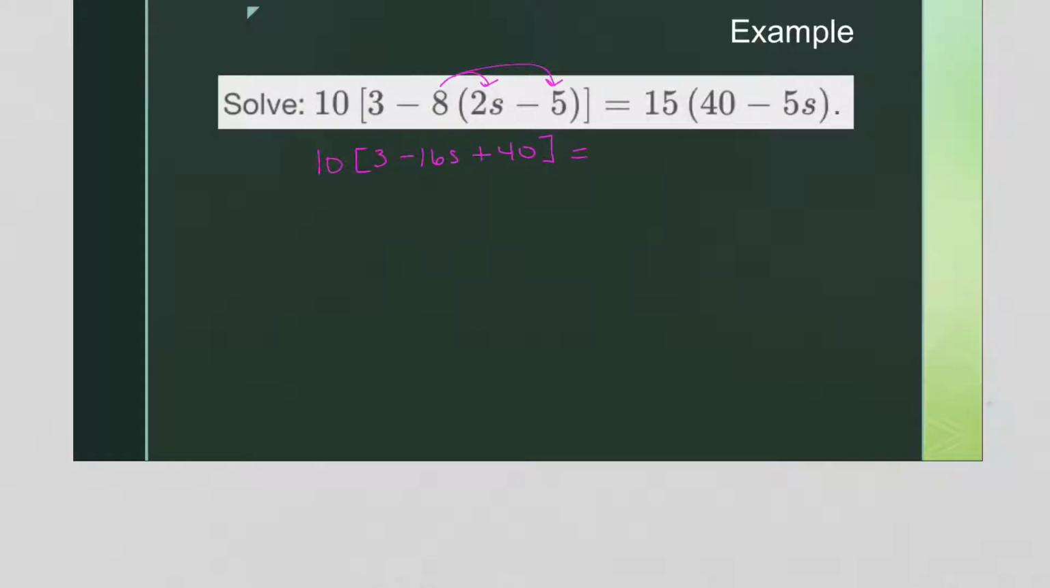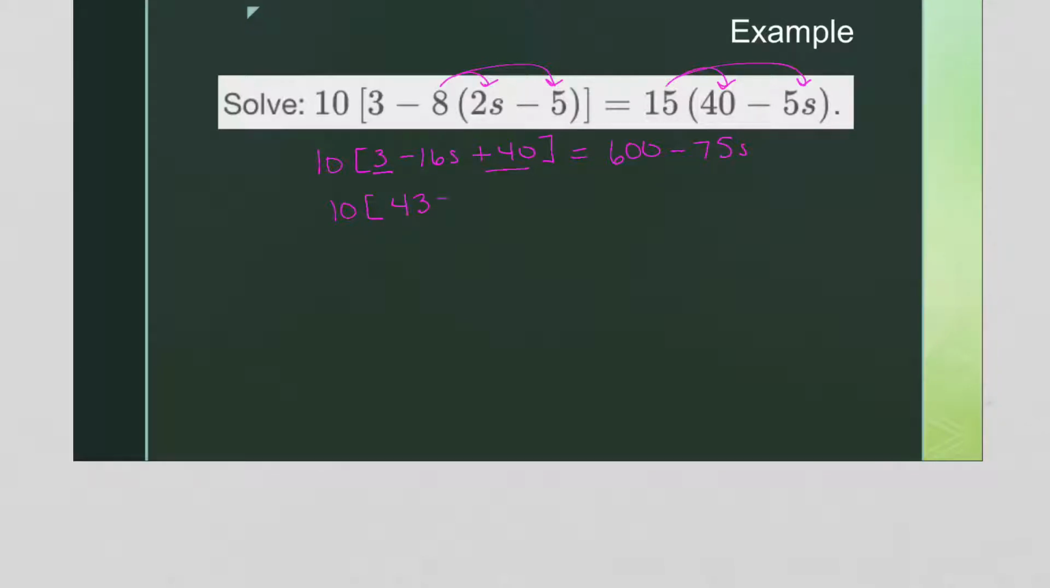All right, so now the right-hand side, I'm going to go ahead and distribute here. 15 times 40 is 600. And then 15 times 5s is 75, or minus 75s. Now we need to simplify what's inside the brackets. So 3 plus 40, so I've got 10, and then I've got my bracket. 3 plus 40 is 43.